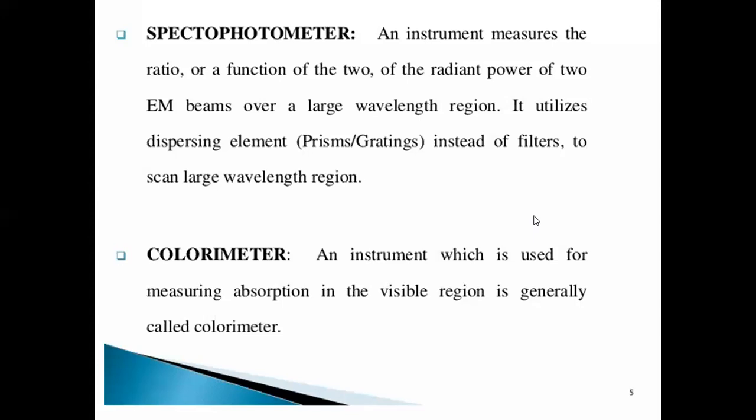And the third one is the colorimeter. It is an instrument used for the measurement of absorption in the visible region.